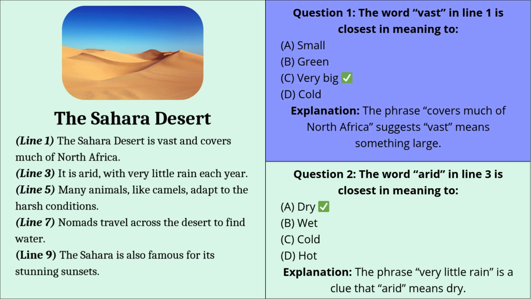Question 2. The word arid in line 3 is closest in meaning to... The word is arid. Look at line 3. It is arid, with very little rain each year. The clue here is very little rain. If there is very little rain, the place is dry. So, the correct answer is A, dry.